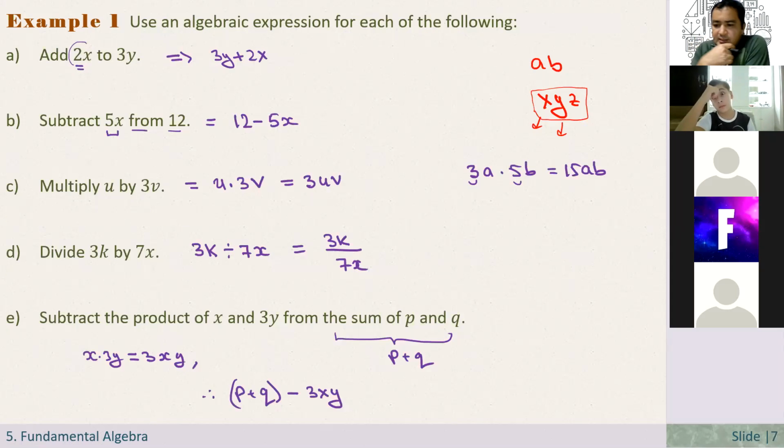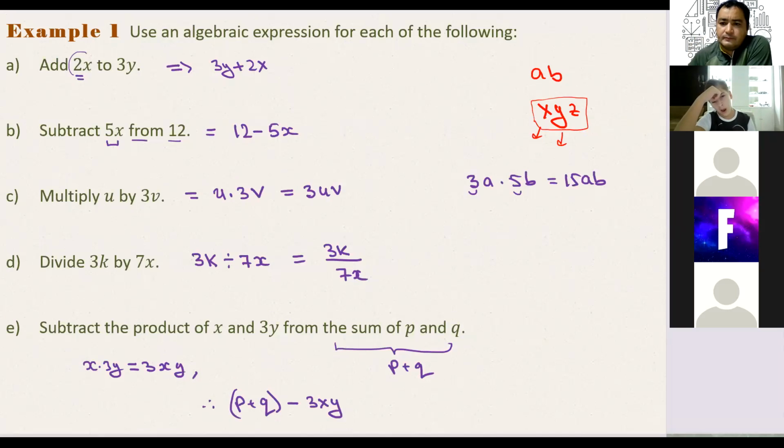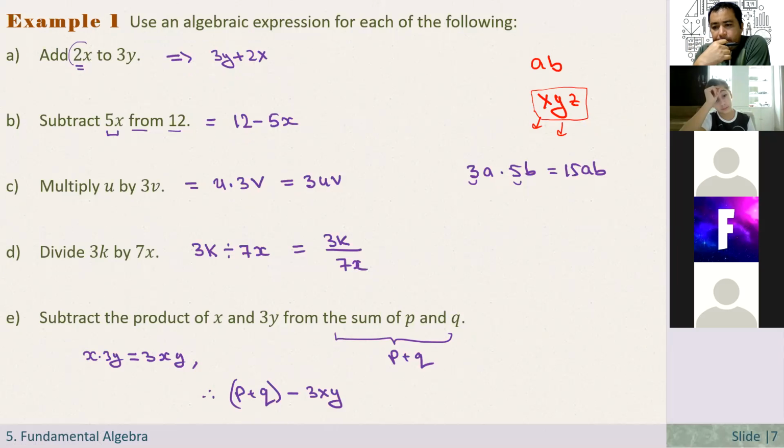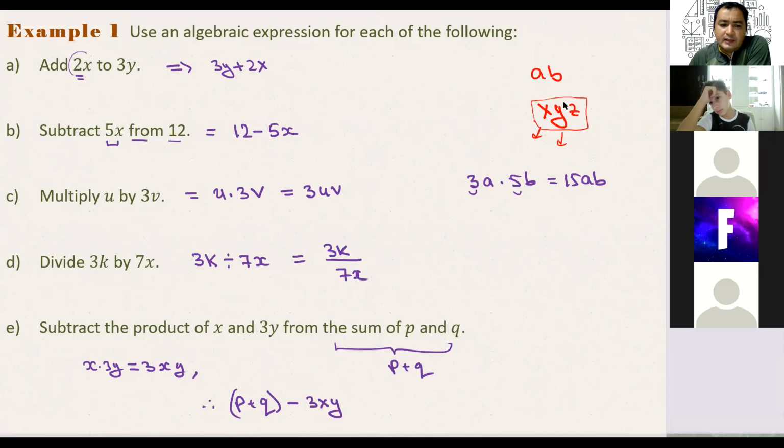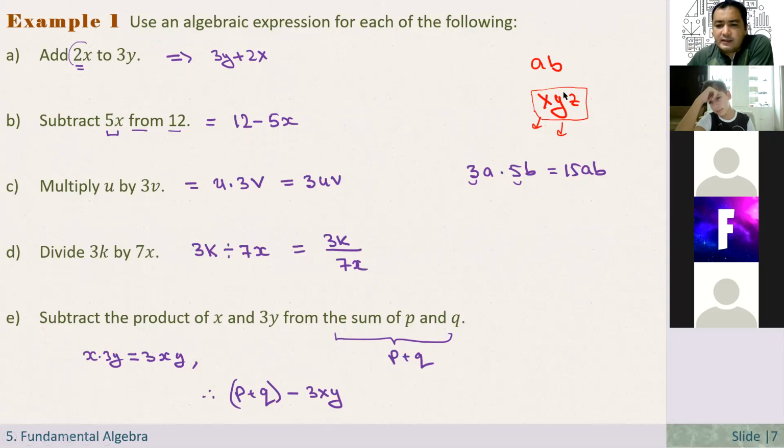Yes, Tariel. But p plus q in the bracket minus 3xy, we cannot do that, right? It's just an expression. We can't expand in any way, right? Yes, Tariel. P plus q minus 3xy is our answer, right? We cannot expand anymore. We cannot do anything more, right?